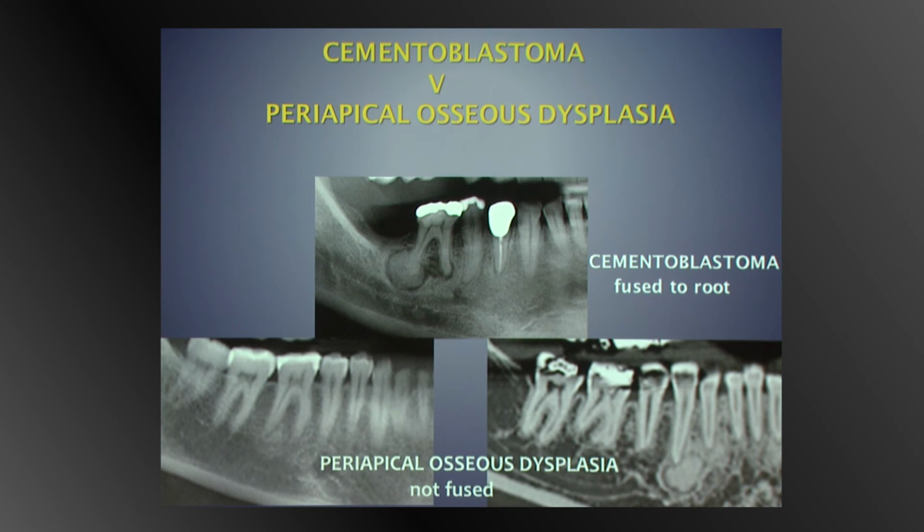And then rarities. The cementoblastoma is a true tumour, a benign tumour, arising from the cementum of the root. So it's fused to the root, as you can see with this lesion, and it has a marginal lucent margin. So that's the cementoblastoma, very rare.